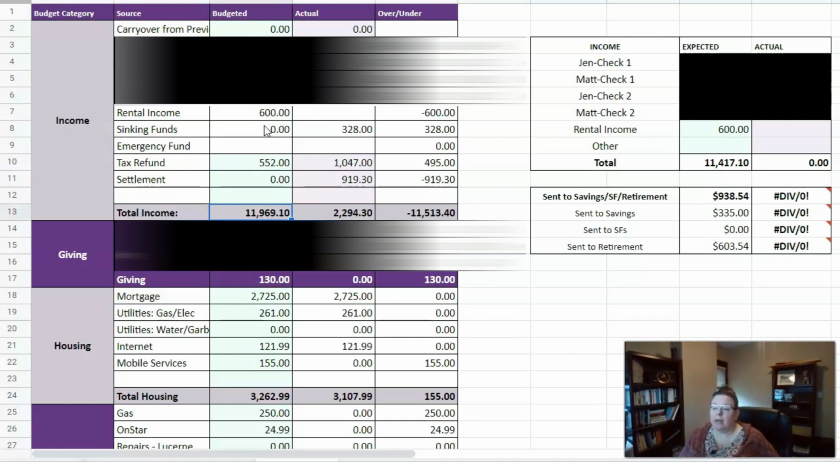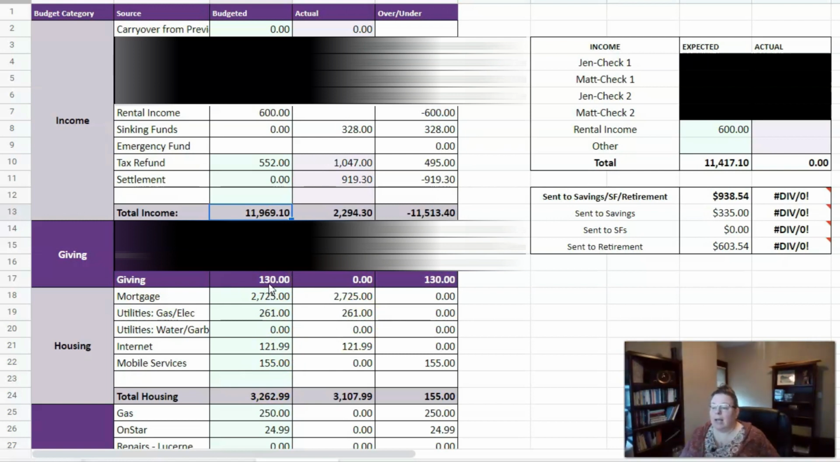So then the total income that we are expecting for the month is $11,969. And that's the bucket that we have to work with, and we try to do a zero-based budget. So moving on, looking at giving, you can see here we do plan to do $130 in giving during the month.